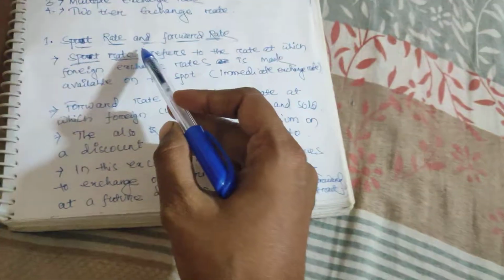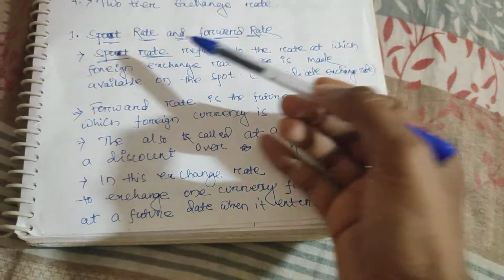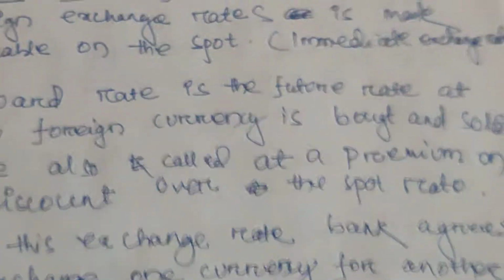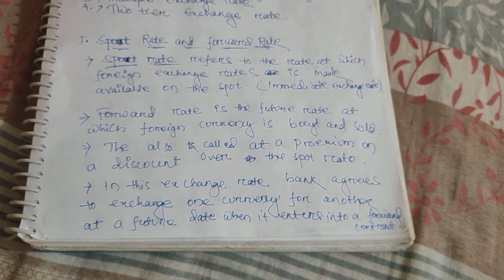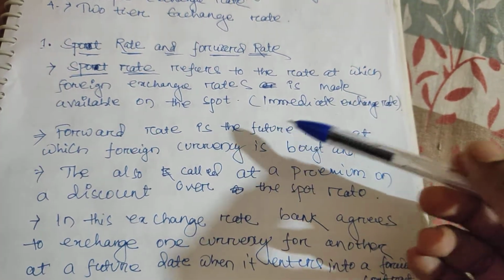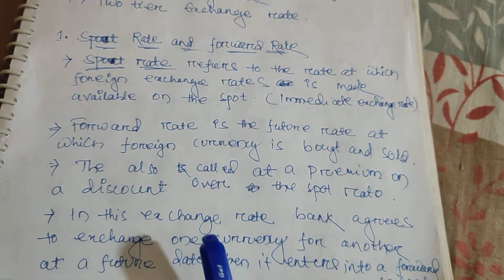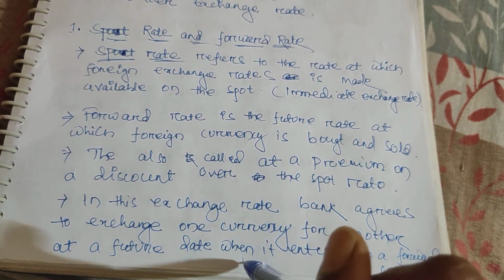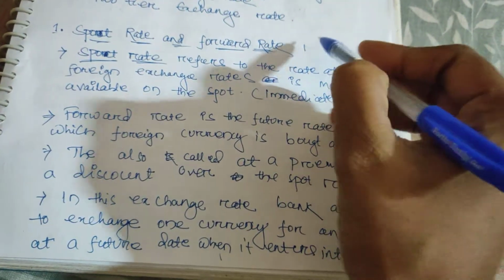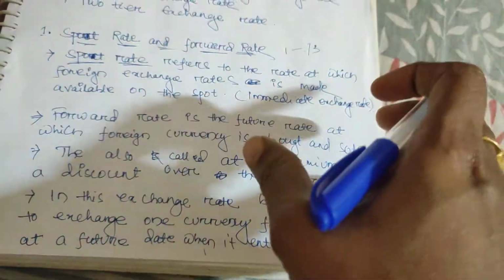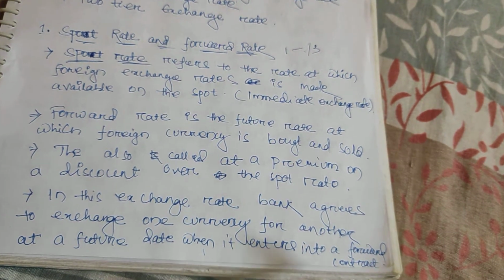First we will continue with the spot rate and the forward rate. What is a spot rate? Spot rate refers to the rate at which foreign exchange is made available on the spot. It means it is the immediate exchange rate. At this moment, suppose the cost of $1 is 73 rupees or 75 rupees or 72 rupees. According to that rate, when the exchange happens, that is known as the foreign exchange rate.